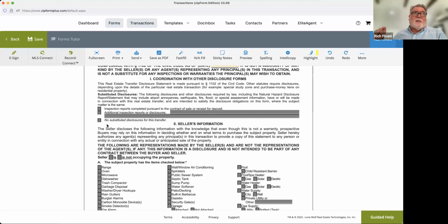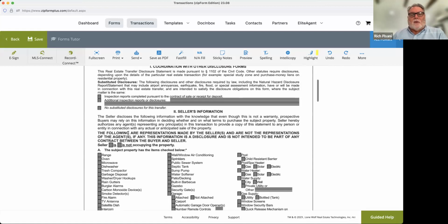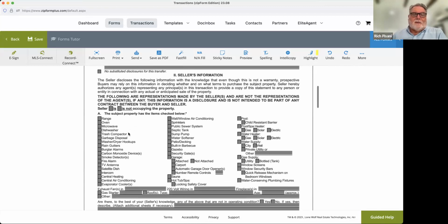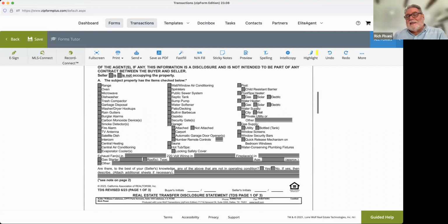You're going to send a receipt of reports if you're sending additional inspections, so you're not going to use it here for this form. So you're going to check no substituted disclosures for transfer. Is this seller occupied? Yes or no? That's very important. Is it seller occupied? Then you just check off exactly what's in the property, or you don't check it off.